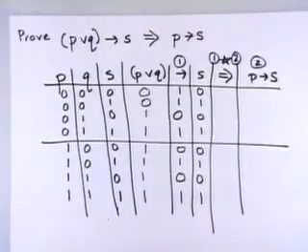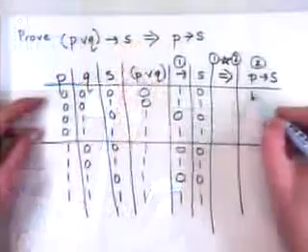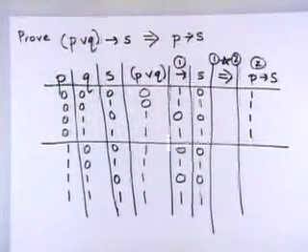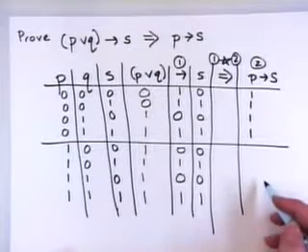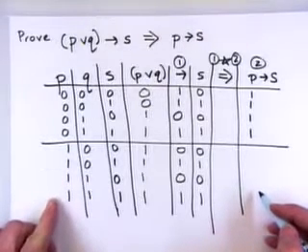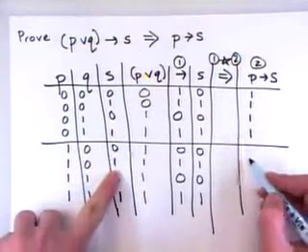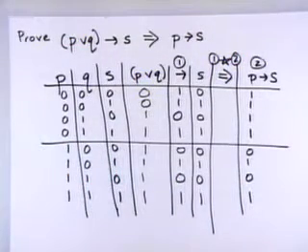Now we need to fill out P implies S. In the first 4 rows, P is false, so this implication is going to be true because our hypothesis is false. The implication is therefore true in all of those cases. And then in the last 4, it's going to be true only when S is true because P is true in the last 4. So this implication is only going to be true when S is true. So it's going to be 0, 1, 0, 1 for the rest of that.